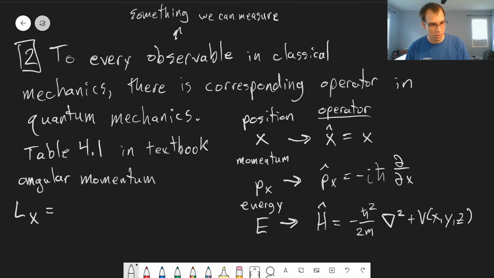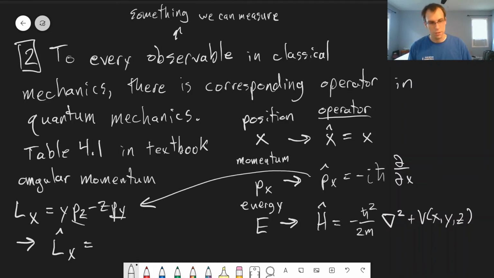And the classical version of this is it's y times pz minus z times py. And this has this form because this is a cross product. Even in classical mechanics, this is a cross product. So the quantum version of this is the angular momentum operator, Lx. And what we do is we substitute for pz and py. We use the momentum operator here and make a substitution.